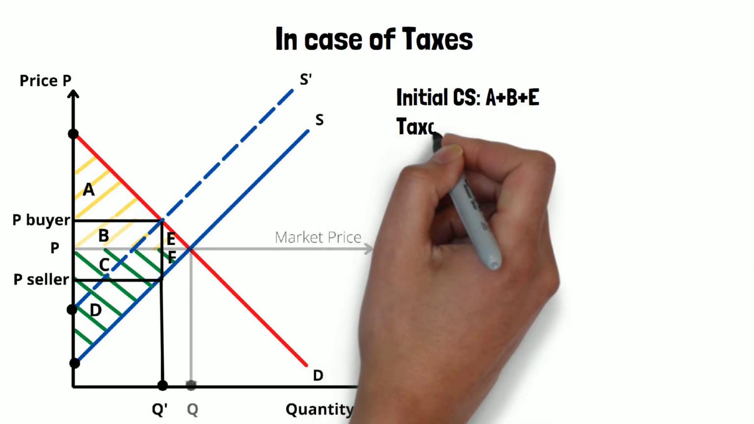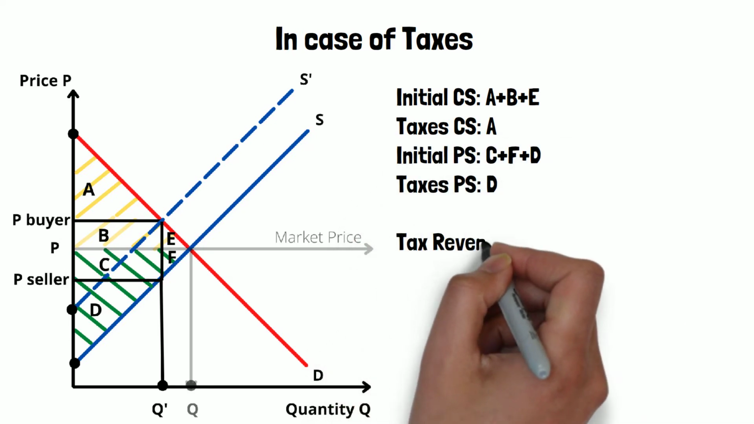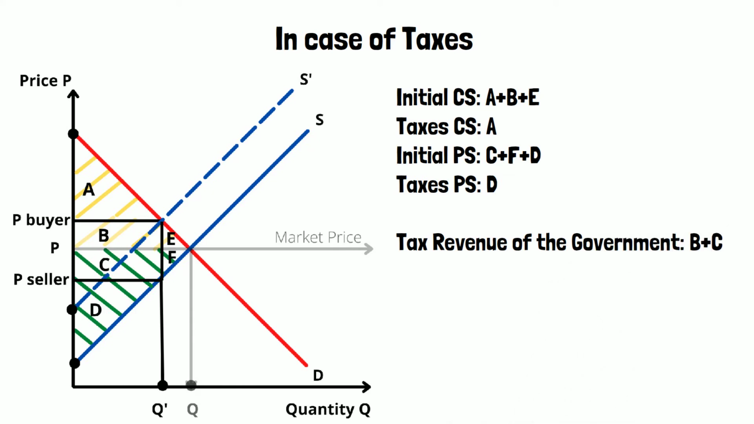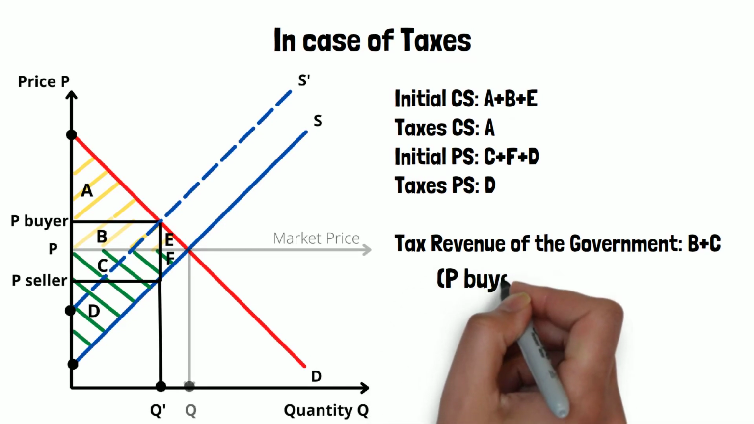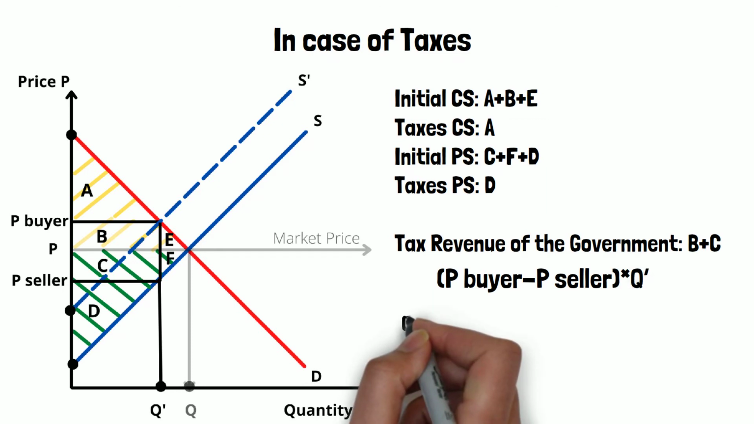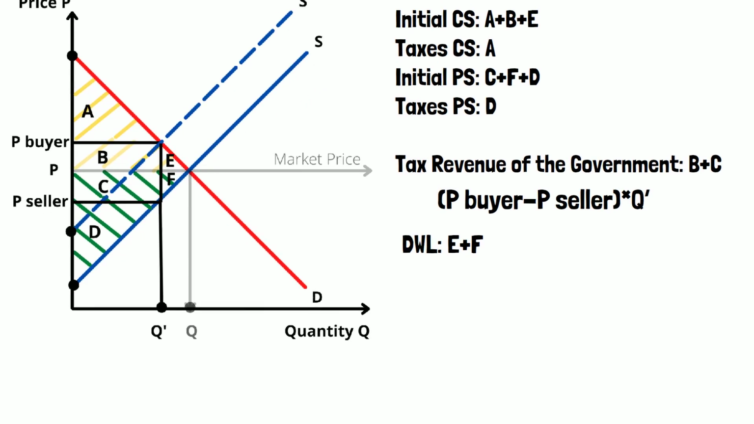But what is the impact of the taxes? The consumer surplus in the initial situation was A plus B plus E. The consumer surplus after the taxes is A. The producer surplus in the initial situation was C plus F plus D. The producer surplus after the taxes is C. The tax revenue of the government are areas B and C. This area can be calculated as P buyer minus P seller times Q prime. Areas E and F are the deadweight loss as a result of the taxes. This deadweight loss is derived from the people that would have bought tomatoes before the taxes but no longer do so due to the increase in price the consumers have to pay.